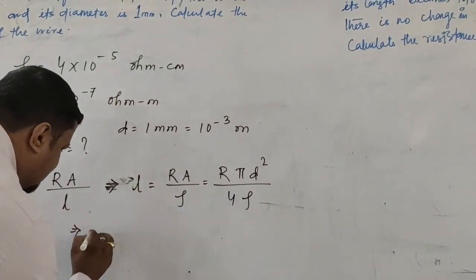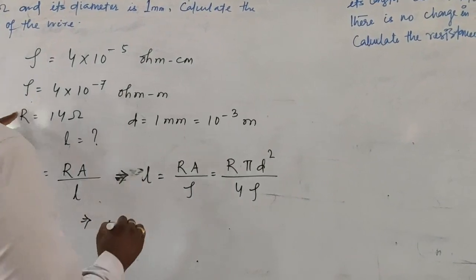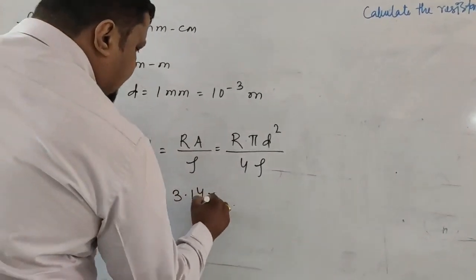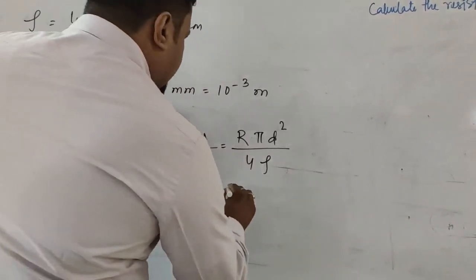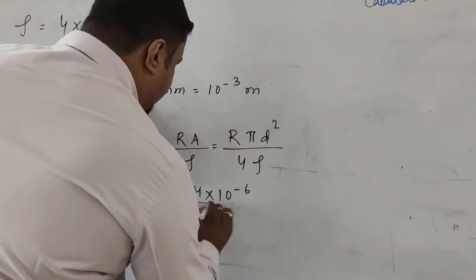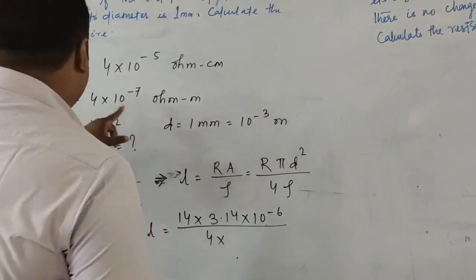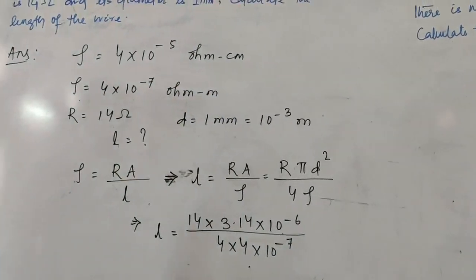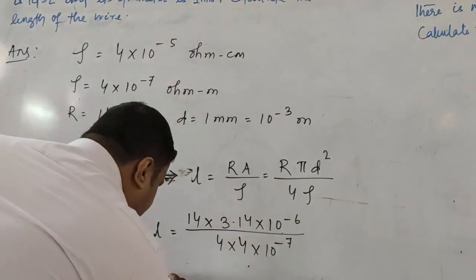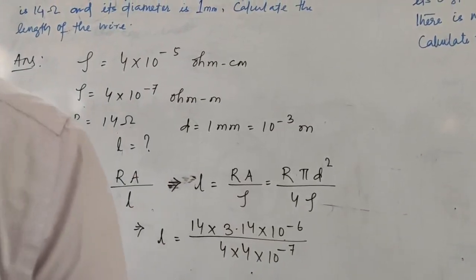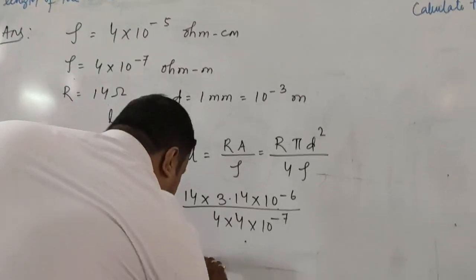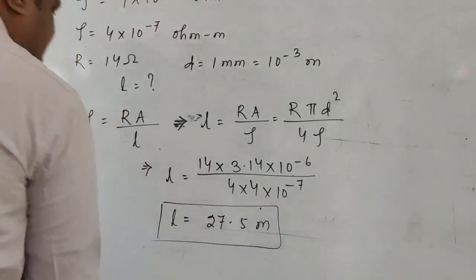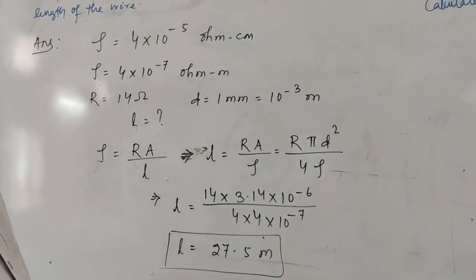So this implies L is equal to R, which is given as 14 ohm, into 3.14 into d square, 10 to the power minus 6, divided by 4 into rho. Rho is 4 into 10 to the power minus 7 ohm meter. That is the value of rho. So multiplying all these things, you will get L equal to 27.5 meter. By using the calculator, you can calculate the value as 27.5 meter.